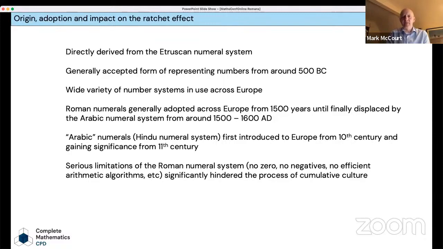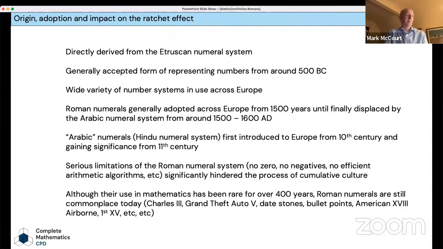And as I said, this has a big impact on our ability to do mathematics. It's terrible for arithmetic. We have no negatives, we have no zero, no efficient algorithms for working. So the mathematics that's happening across Europe in that period of time, after an enormous explosion of mathematics under the Greeks and the Babylonians, the Romans kind of put a pause to that acceleration of mathematical knowledge with this numeral system, and has this big impact. So it's an odd thing to include.